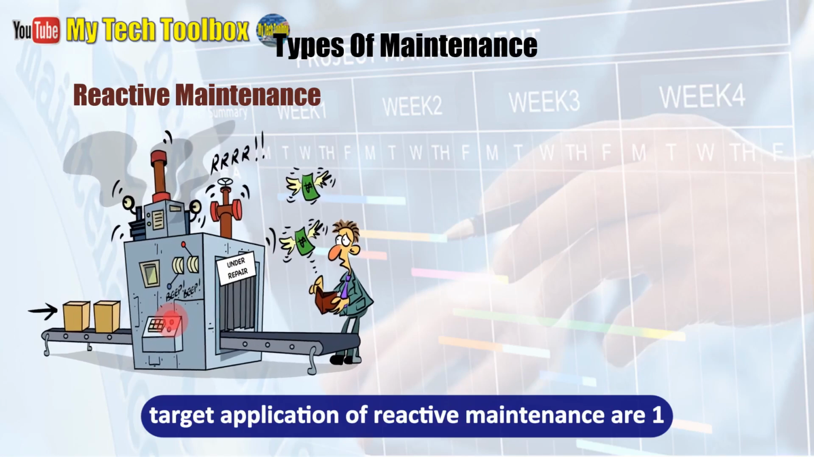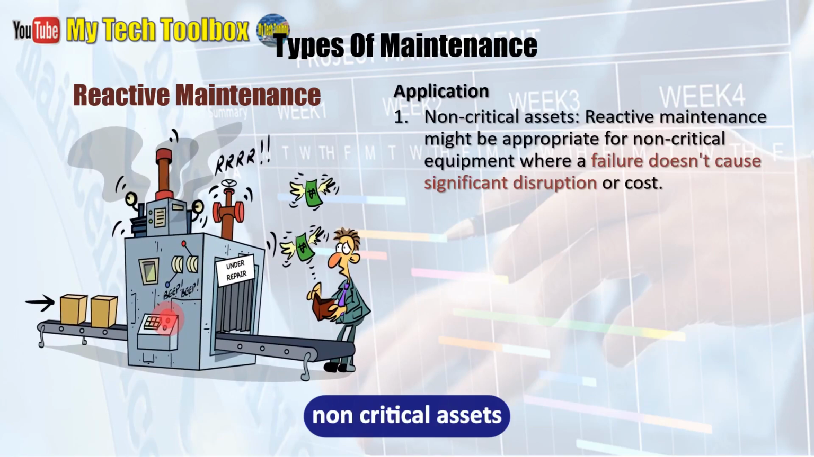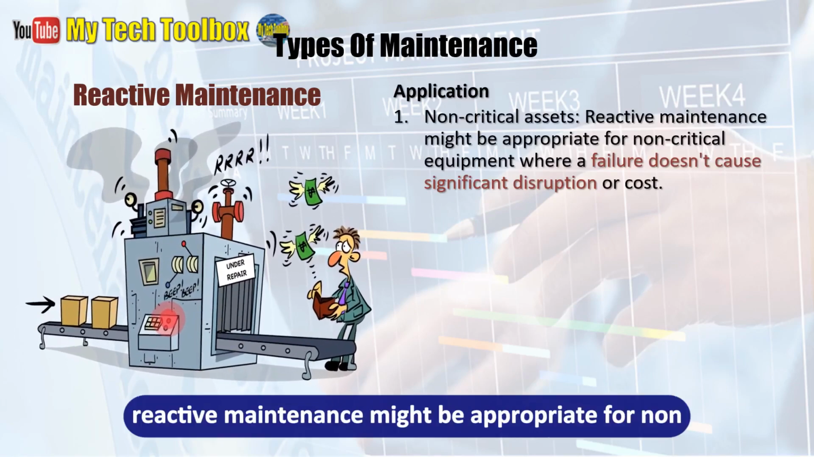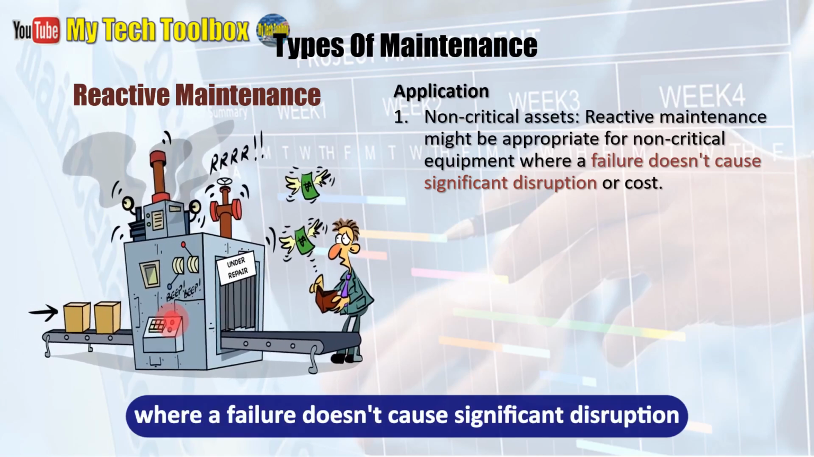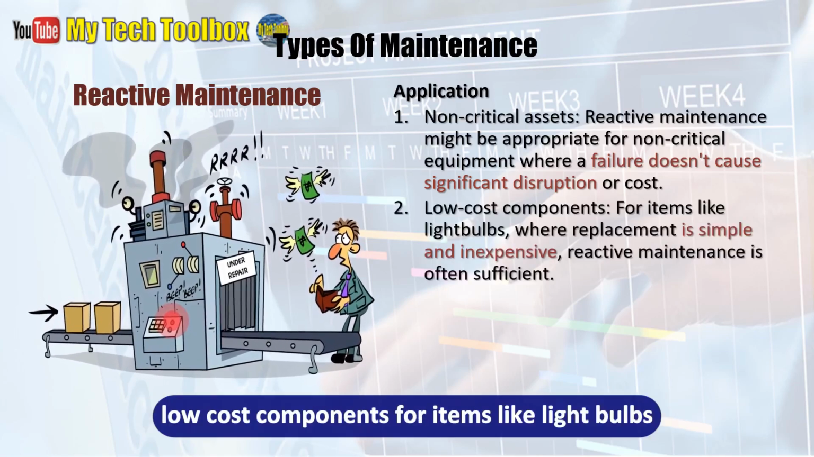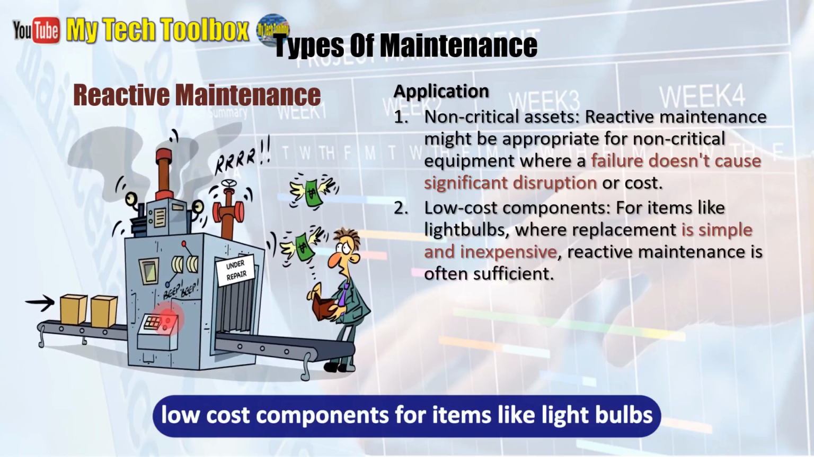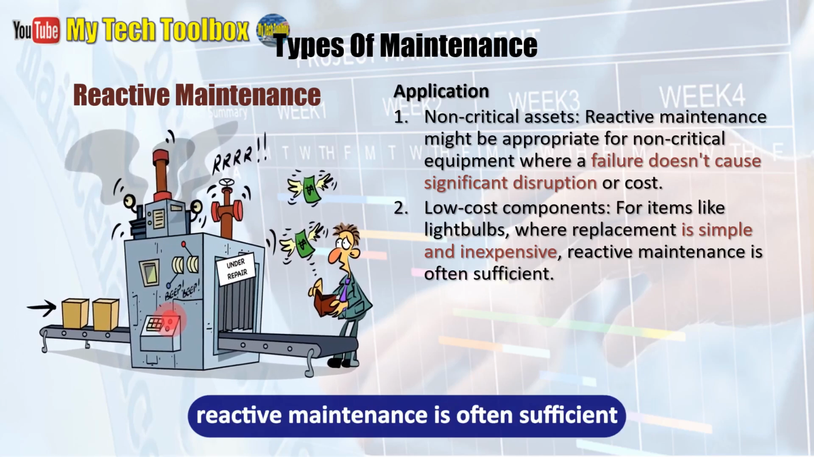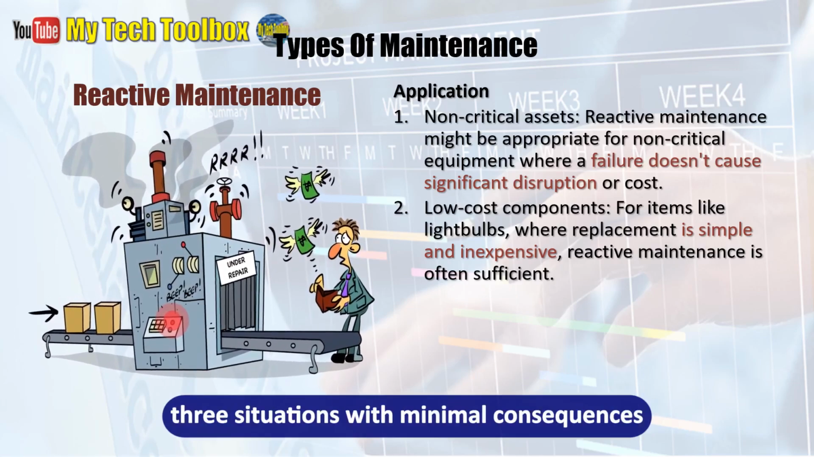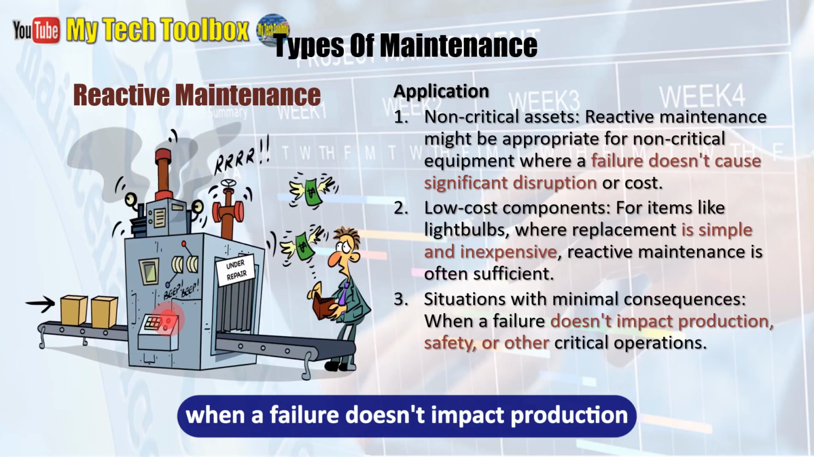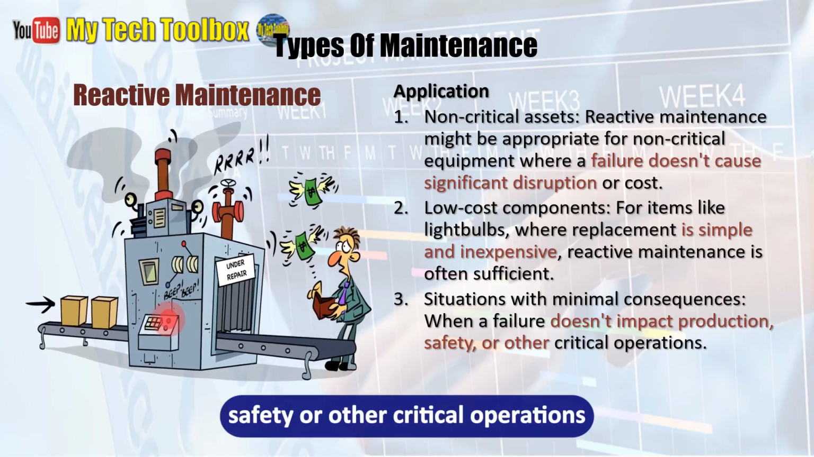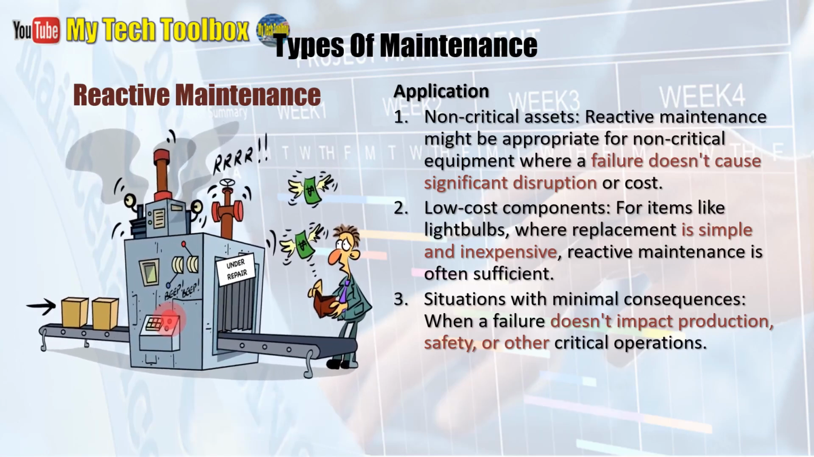Target applications of reactive maintenance are: 1. Non-critical assets. Reactive maintenance might be appropriate for non-critical equipment where a failure doesn't cause significant disruption or cost. 2. Low-cost components. For items like light bulbs, where replacement is simple and inexpensive, reactive maintenance is often sufficient. 3. Situations with minimal consequences, when a failure doesn't impact production, safety, or other critical operations.